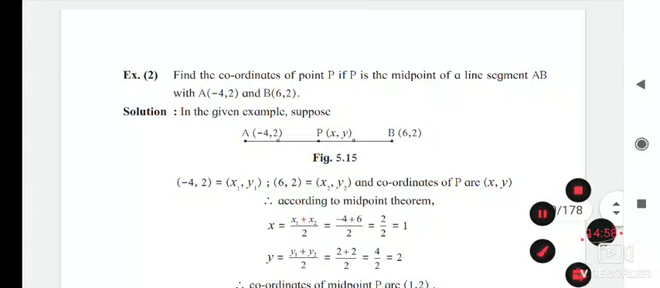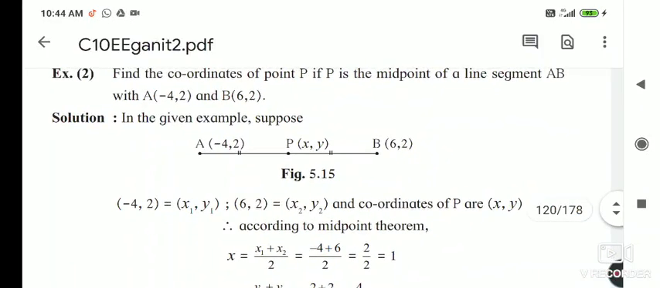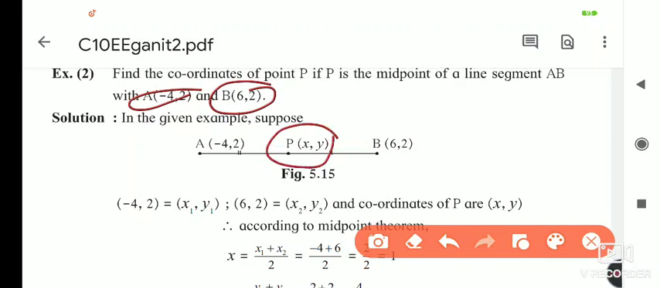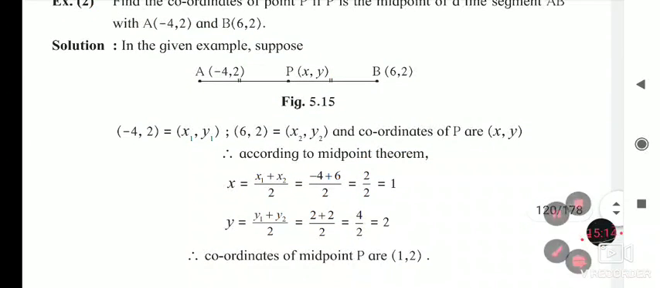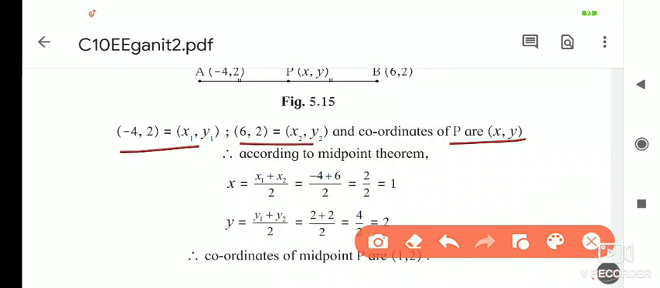If P is the midpoint of the segment, just now we saw the midpoint formula is easier than the above formula. So suppose here the figure is drawn for our information, very easy it is. Point A's coordinates are given here, B's coordinates are here, and P's coordinates we have to take as x, y. So here A's coordinates we take as x1, y1, B's coordinates as x2, y2, and P's coordinates are written. What is our formula? x is equal to (x1 plus x2) upon 2. So x1 is equal to minus 4 and x2 is equal to 6. Both addition is (minus 4 plus 6) upon 2. Plus 6 minus 4, 2 upon 2 is equal to 1.